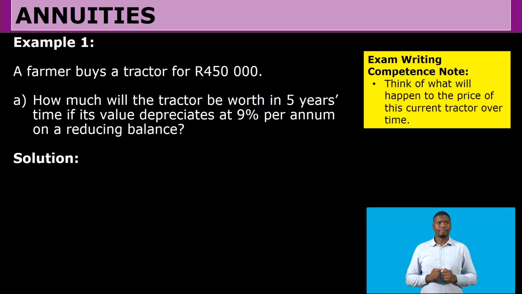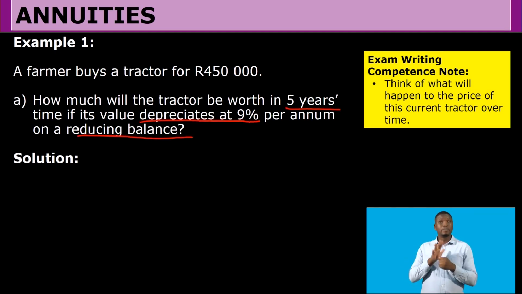The example there says, a farmer buys a tractor for 450,000 rand. So now we are going to look at questions that are concerning this farmer that bought this tractor at 450,000 rand. Now, the first question there says, how much will the tractor be worth in 5 years' time if its value depreciates at 9% per annum on reducing balance? So we underline those keywords and we think about what is actually happening to the price of the tractor.